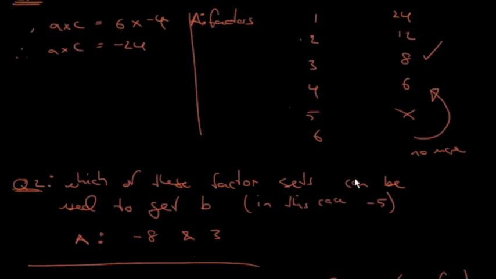Question 2, which of these factor sets can be used to get b? In this case, b was negative 5. Have a look through, just work your way down. I mean, you won't have to work your way down later on because you'll be able to see that those two numbers can't combine to give 5, those can't combine. Yep, okay, there's 5 difference there, so that's pretty easy. And so you've got your negative 8 and your 3 there.